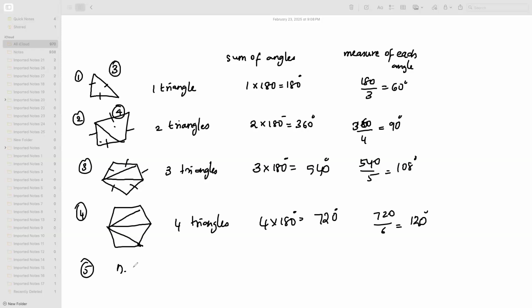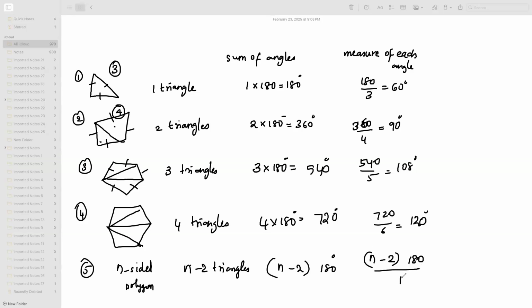Now I have given this pattern to you. Now there is an n-sided polygon. What happens here? For an n-sided polygon, there are n minus 2 triangles. And what will be the sum of the angles? N minus 2 times 180. And what will be the measure of each angle? N minus 2 times 180 divided by n. Make sense, guys? This is very important.